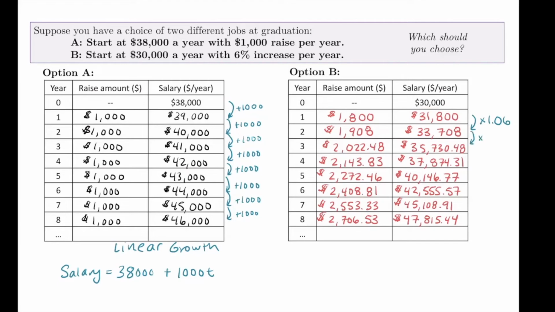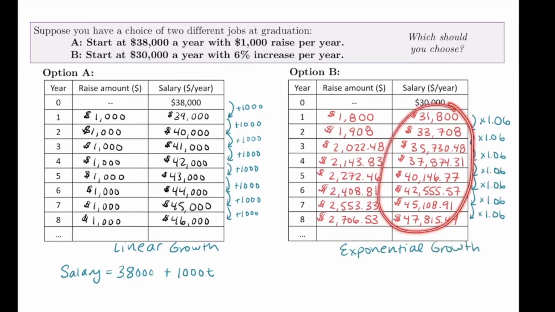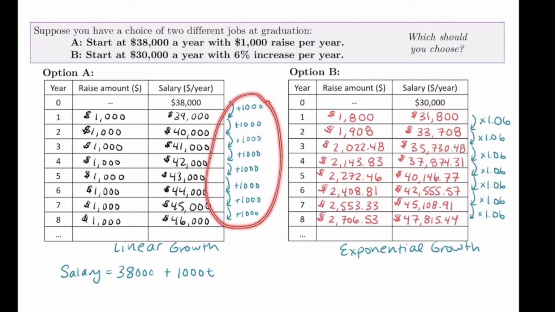And so this is multiply by 1.06, sorry, multiply by 1.06, right? Every single time, that's how we are getting to the next year's value. Okay, so our salary in this case is, again, exponential growth, where you have a proportional relationship as opposed to just adding to get to the next one.